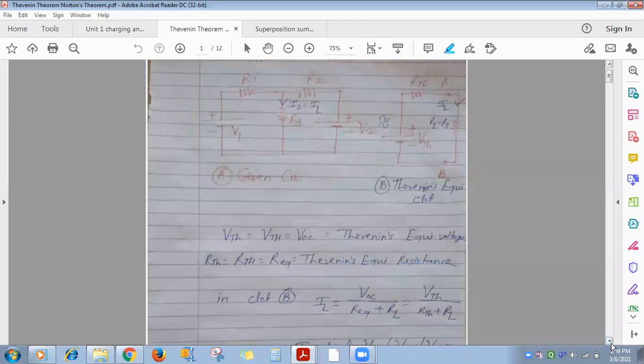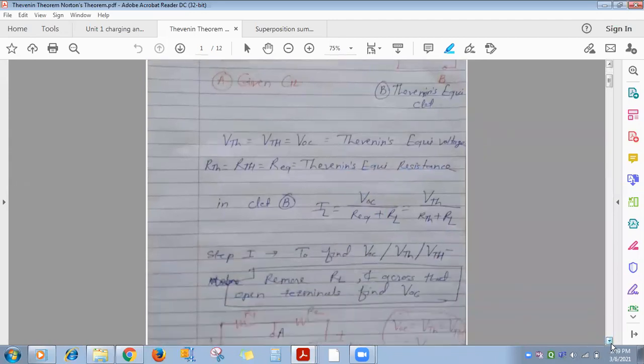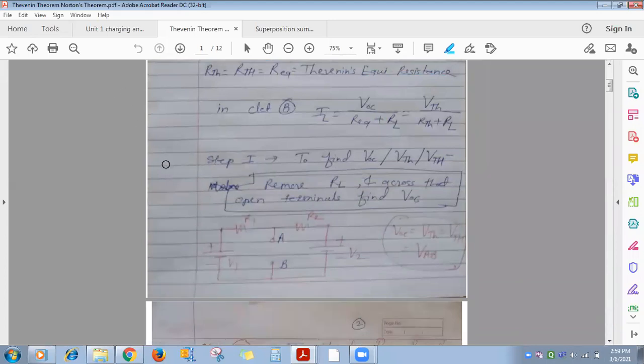So what this theorem states, to find out VTH, that is the first step. Sometimes a question gets asked, write the steps to solve the sum using Thevenin's theorem or Norton's theorem. Steps you have to write, a theory question. Or you may get asked a numerical on this: simplify this sum using Thevenin's theorem, find the current flowing through so and so resistance. So we are going to see first the theory part, that is the steps.